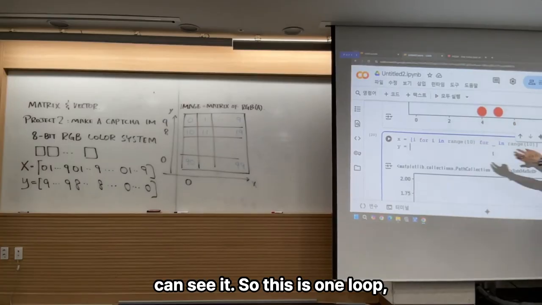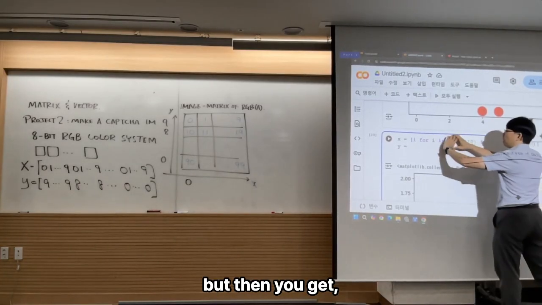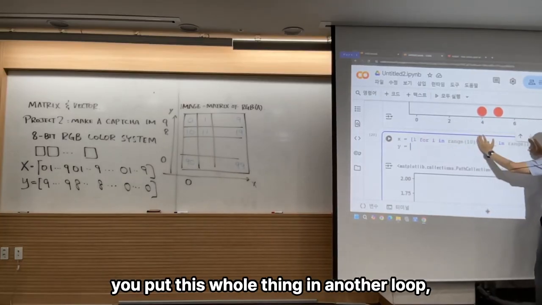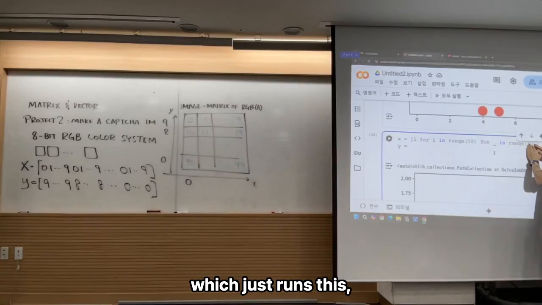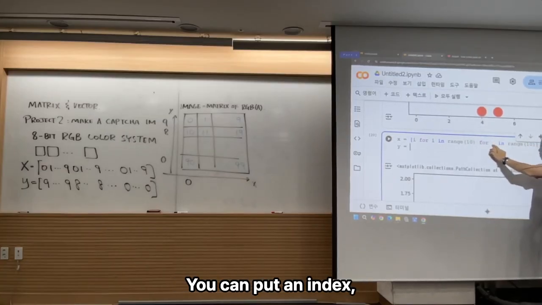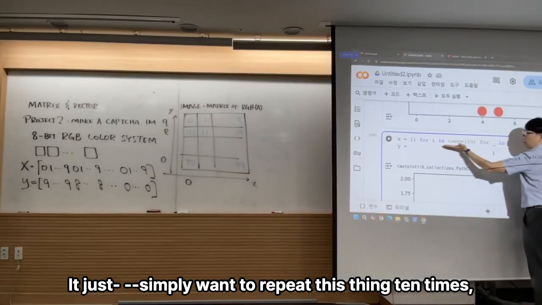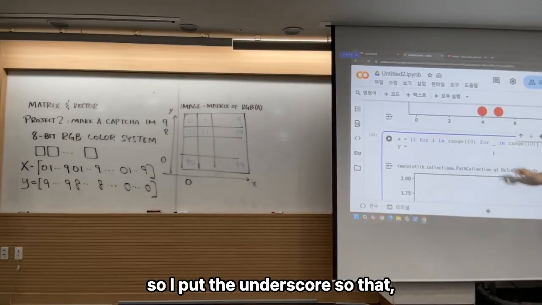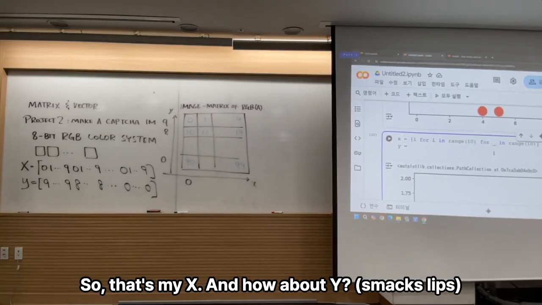So this is one loop: i for i in range(10), so you get 0 to 9. But then you put this whole thing in another loop, the outer loop, which just runs the same thing 10 times. I don't need an index. You can put an index, but it really doesn't do anything. I just simply want to repeat this thing 10 times. So I put the underscore so that I don't take any number from the range and store it in any variable. So that's my x.